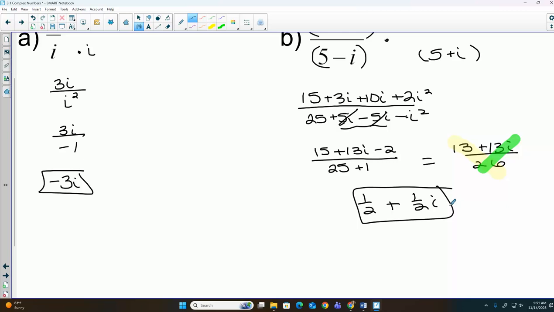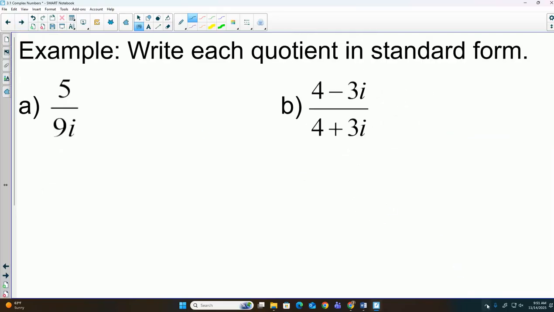Could you guys try a couple of these? Here are yours. What do we have to multiply the first one by? By i. If you did 9i, you're not going to be wrong. You just have to reduce later on. But since it's single term, all we need is the i. So that would give us 5i over 9i squared. 9i squared is negative 9, or you could write that as like negative 5/9 i, so it looks more like your traditional standard form. Either one is fine.